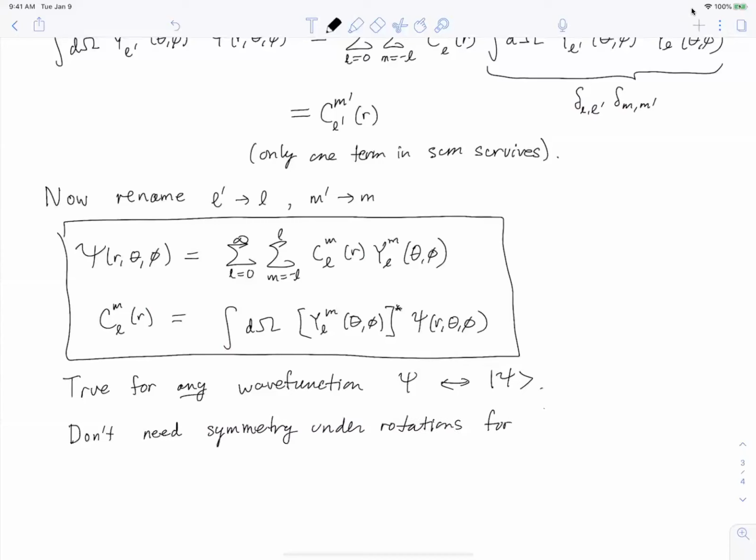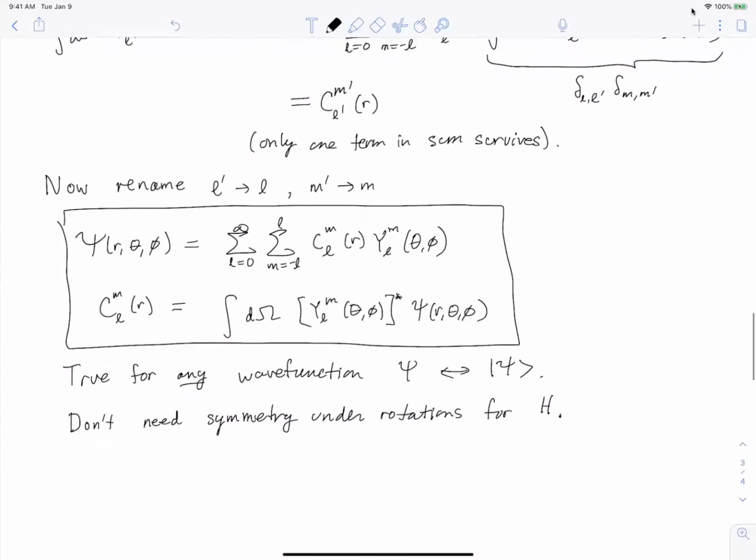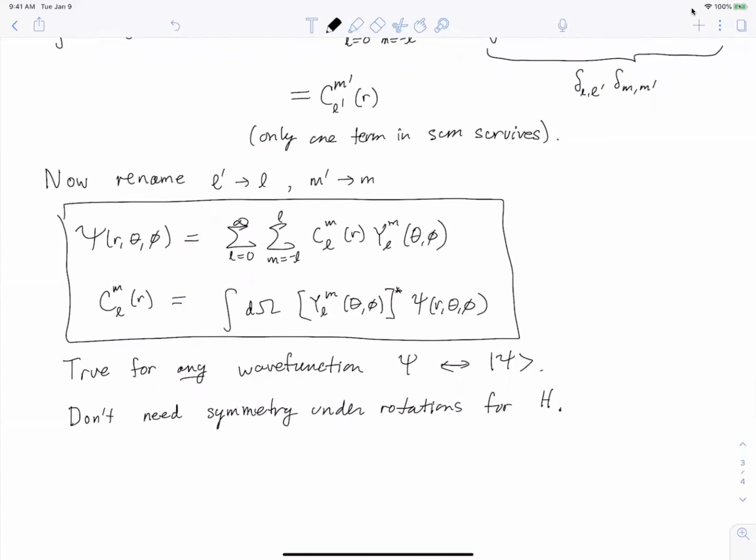For the Hamiltonian. Now it's usually, or I shouldn't say usually, but it's very often the case that this will be particularly useful if my Hamiltonian is invariant under symmetry of rotations. But it's important to recognize it's not necessary. If you just want to write things in terms of spherical harmonics, you can always do it.